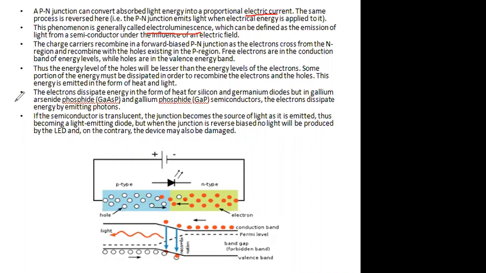The charge carriers recombine in the forward biased PN junction as the electrons cross from the N region and recombine with the holes existing in the P region. Actually, the electrons are recombining with the holes. Then the free electrons are in the conduction band of energy levels, while holes are in the valence energy band.